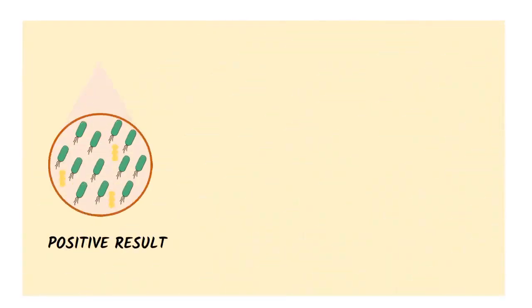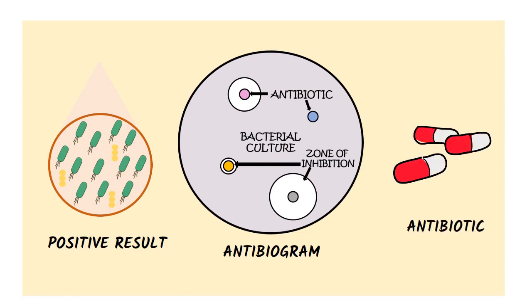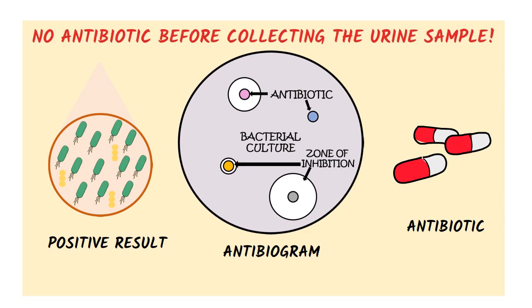If the result is positive, the lab will do an additional test called antibiogram to test which antibiotic has the best chance of fighting the infection, as bacterial infections are treated with antibiotics. In order to get the best results in treating the infection, you should not take any antibiotics before collecting the urine sample, as this can lead to false negative results.